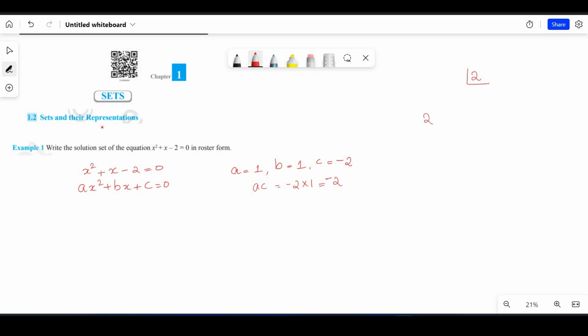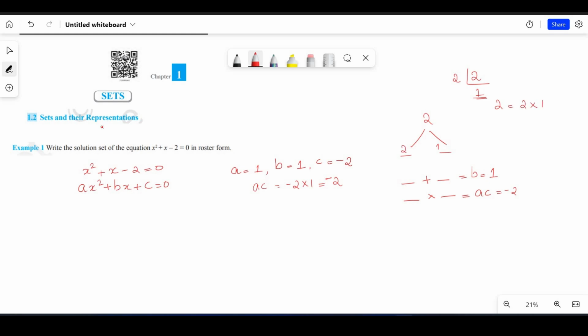And we have to find two factors such that if these two factors are added, we get the value of b, that is equal to 1. And if these two factors are multiplied, we should get the value ac, that is equal to negative 2. So let's prime factorize this 2, and the least prime number that can divide 2 is 2 itself, giving 1. So there are only two factors, that is 2 and 1.